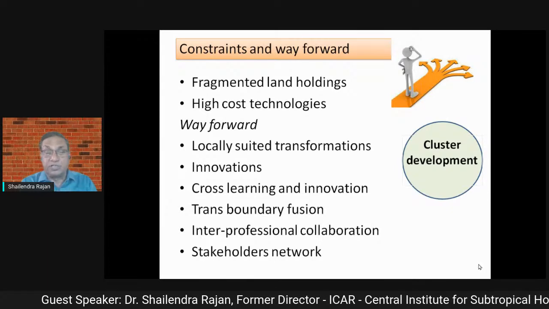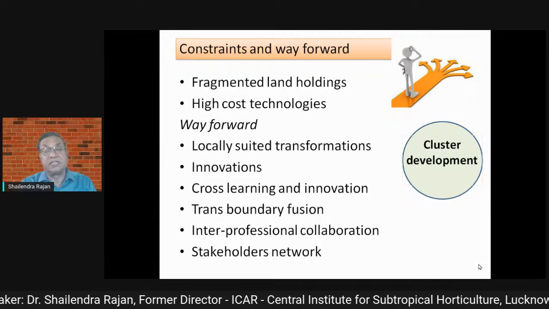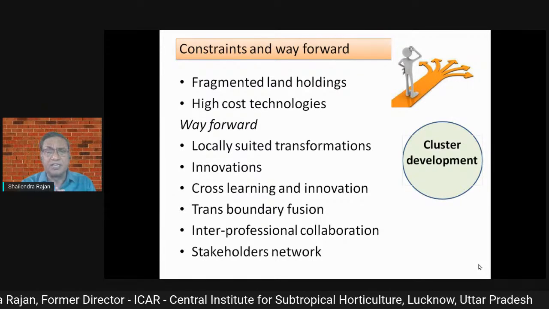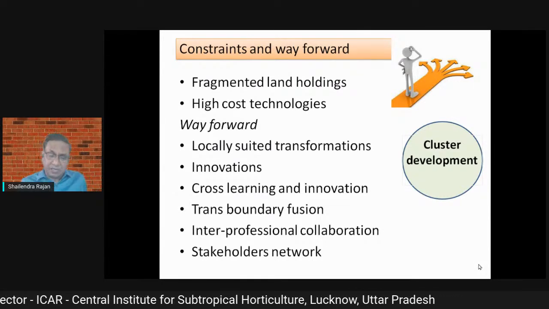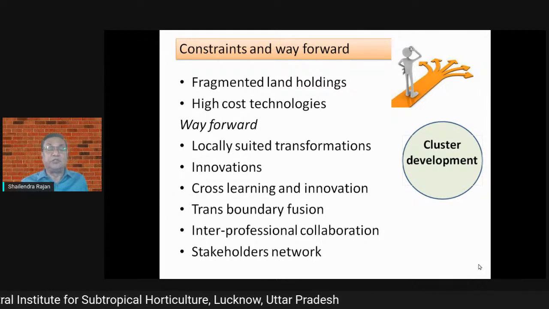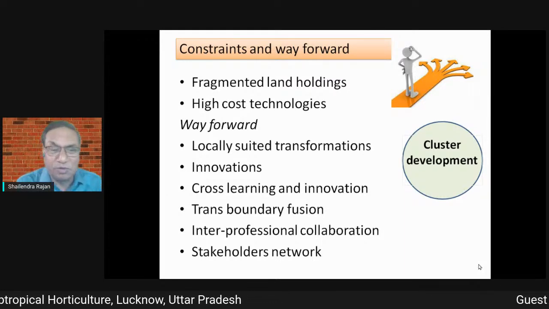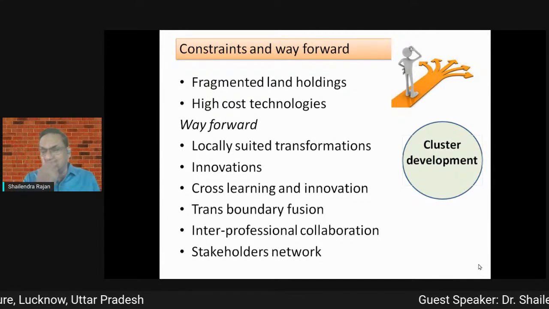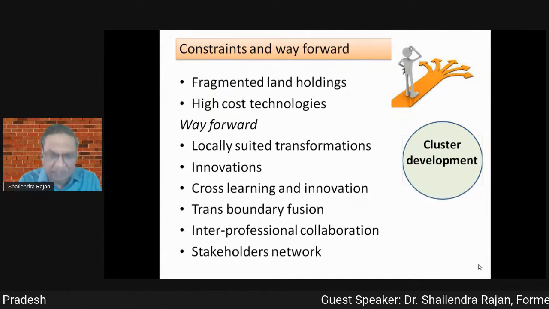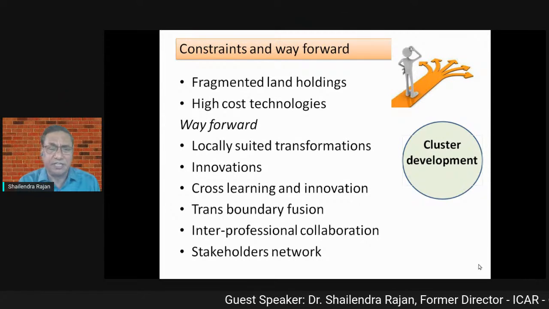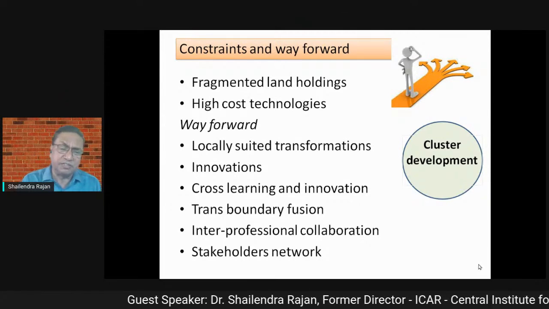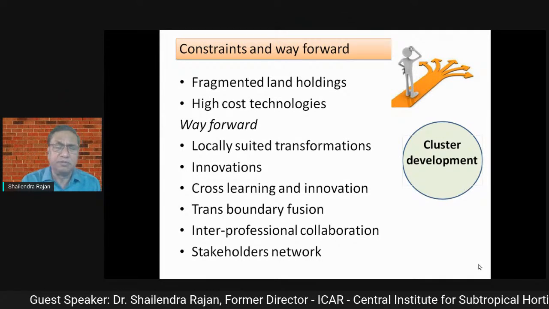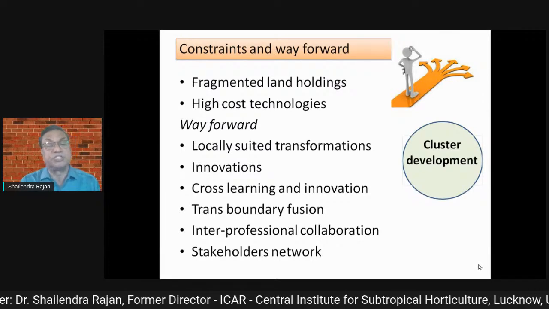But we have to think about it, and the way forward is that locally suited transformations are required. Many of the technologies can be modified. The Indian Jugaad system is well known all over the world, and we can modify it. Those technologies can be developed and tailor-made for Indian conditions. Several innovations will definitely take place when people are exposed to these technologies.